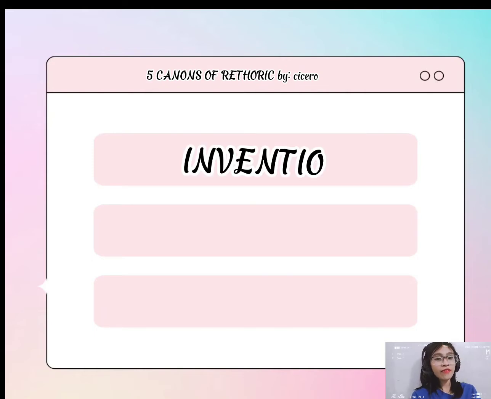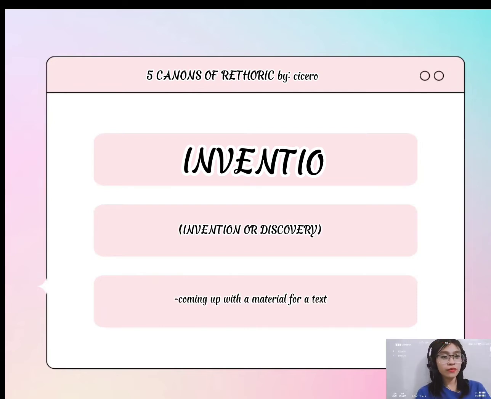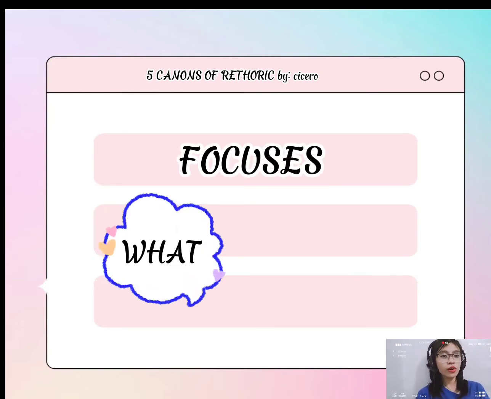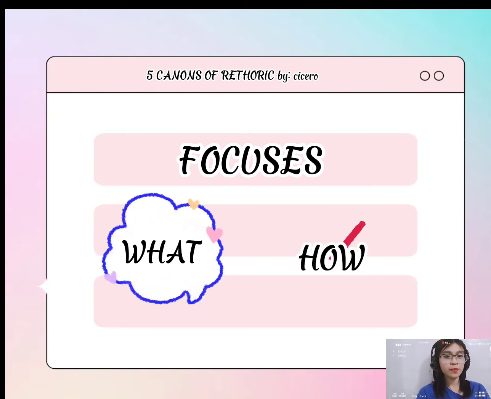First, we have invention. The Latin word is inventio, or discovery, a process where you and your friends do the brainstorming and planning for some text. It describes the argumentative and persuasive core because it focuses on what the author will say rather than how the author will say it.